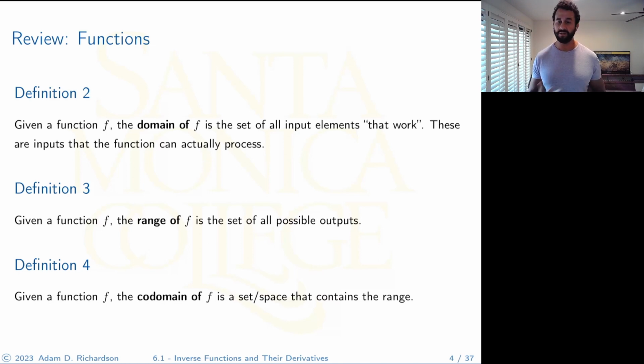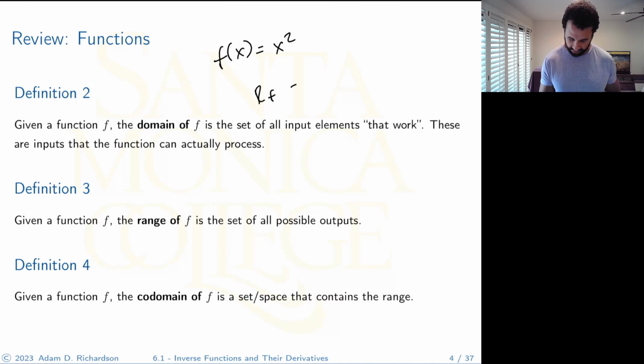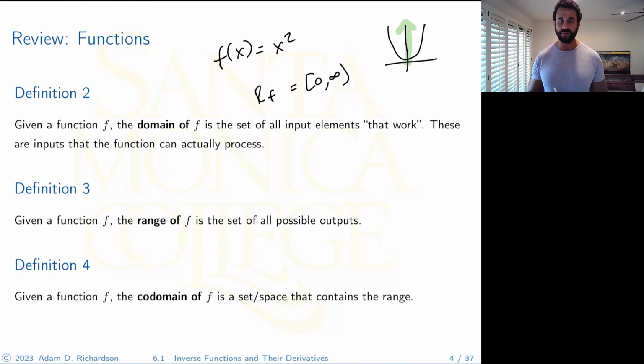And then in comparison, there's another set that you may not have heard about from your previous instructors called the codomain. The codomain of a function is basically where the range lives. For example, if you think of the function f of x equals x squared, the range of that function is the interval 0 to infinity. You can picture the graph of x squared, and the range is basically everything here and up, right? So the range is 0 to infinity. The codomain would be the entire real line itself. So the codomain is kind of like the space where the range lives.